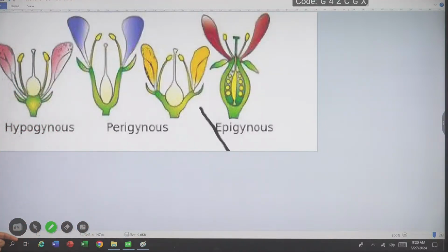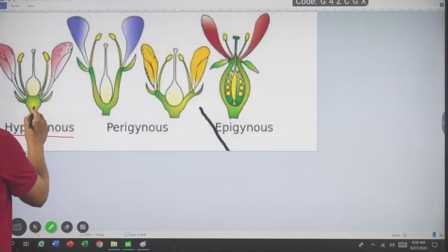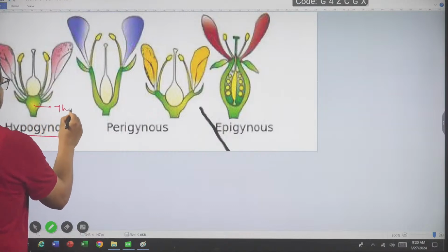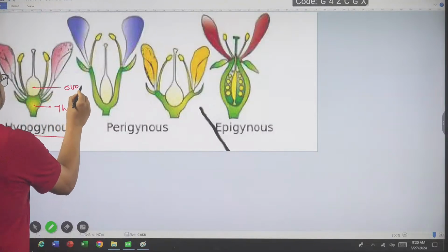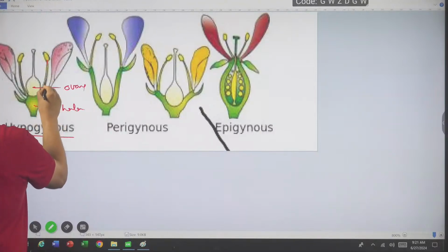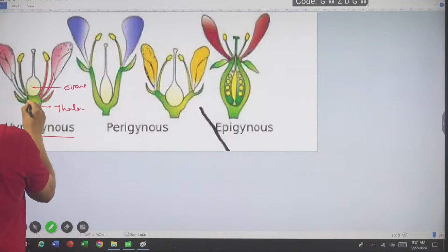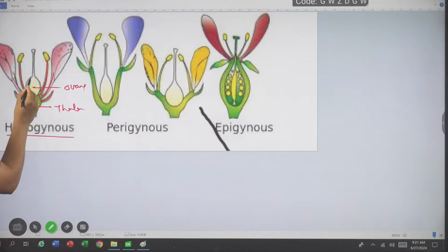See, this diagram is hypogynous. What we are finding in the hypogynous condition, this is the thalamus, this is the ovary, and these all are the floral leaves. All floral leaves you see are present below the ovary. Ovary is finishing here. Got the idea? And all floral leaves are present below the ovary. Getting the idea or not?